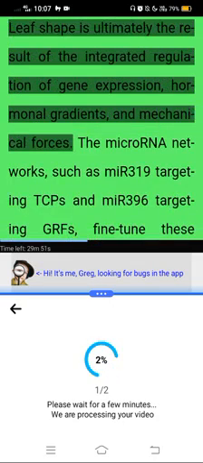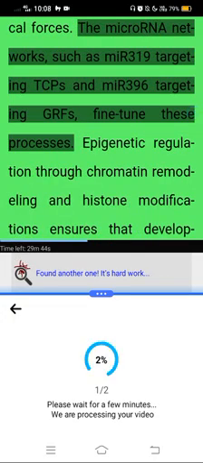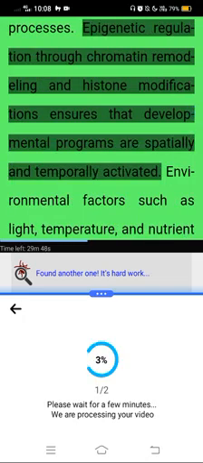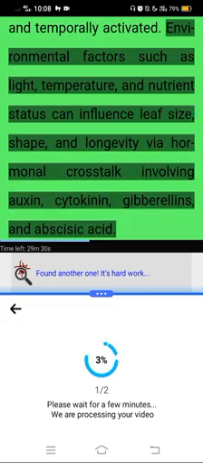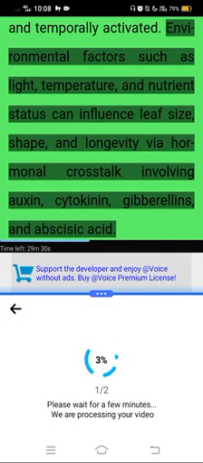Leaf shape is ultimately the result of the integrated regulation of gene expression, hormonal gradients, and mechanical forces. The microRNA networks, such as miR319 targeting TCPs and miR396 targeting GRFs, fine-tune these processes. Epigenetic regulation through chromatin remodeling and histone modifications ensures that developmental programs are spatially and temporally activated. Environmental factors such as light, temperature, and nutrient status can influence leaf size, shape, and longevity via hormonal crosstalk involving auxin, cytokinin, gibberellins, and abscisic acid.